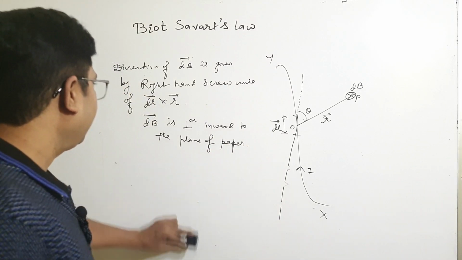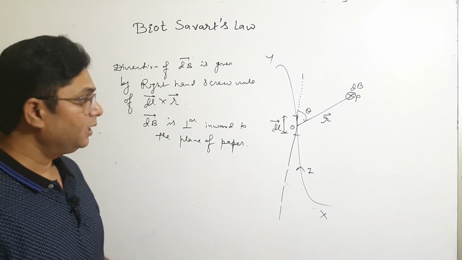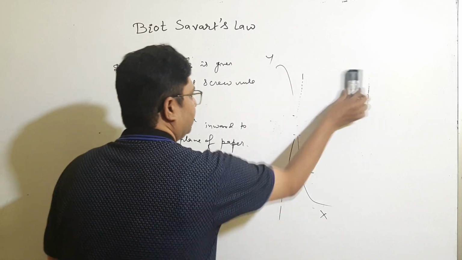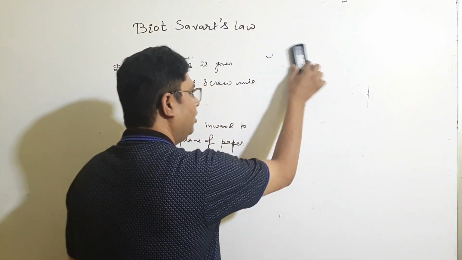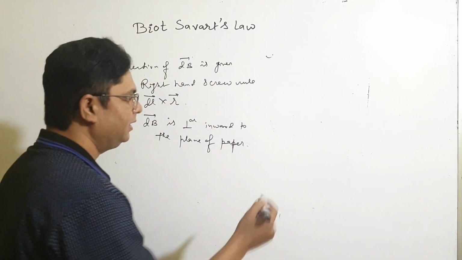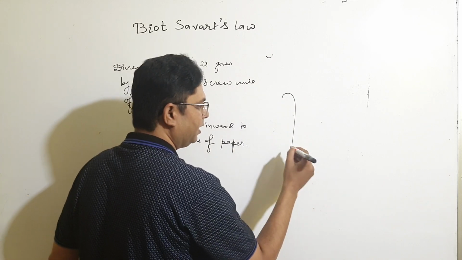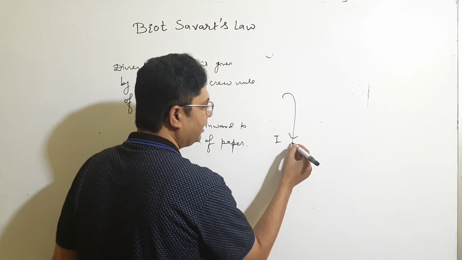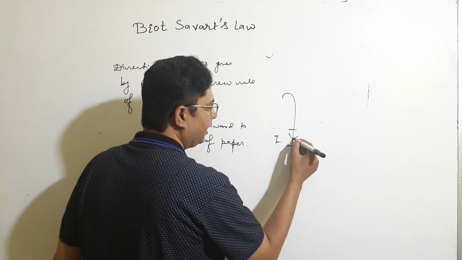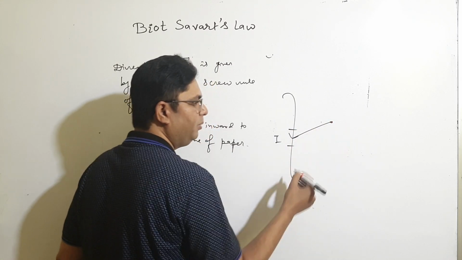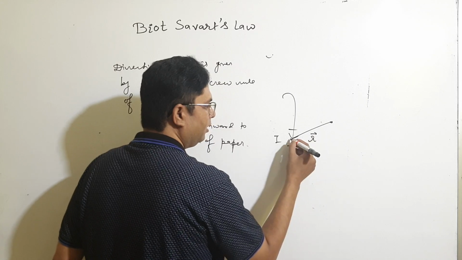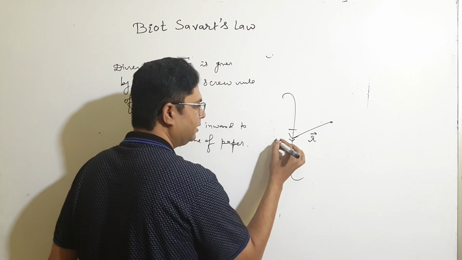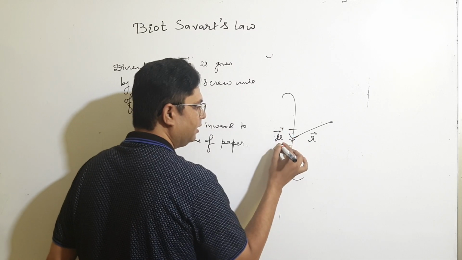So you can find the direction of dB by cross product. If you have another diagram where the current is moving from upward to downward, suppose I am giving the same diagram, current is moving from this side and you have taken a current element here, and this is again a point, dB, this is r.